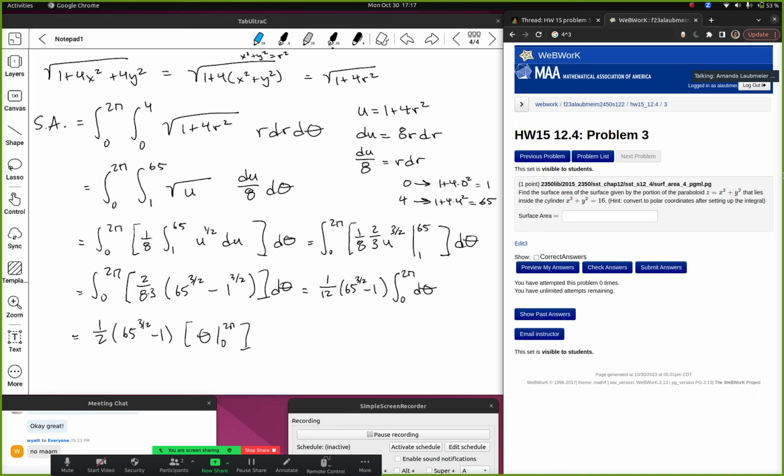So integrating d theta gives me theta back out of it. And I would actually have 2 pi minus 0, but the minus 0 goes away, and so I just have times 2 pi there. That was 1/12. I dropped off the 1. And that would be my answer.